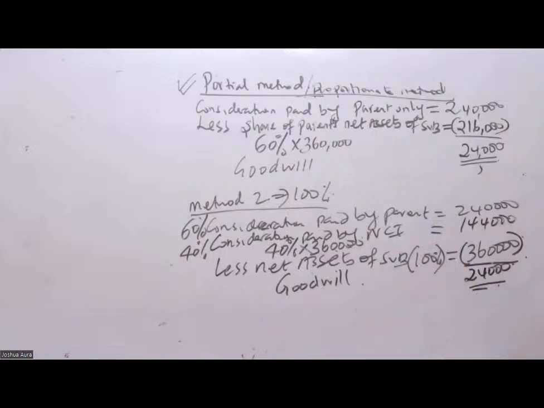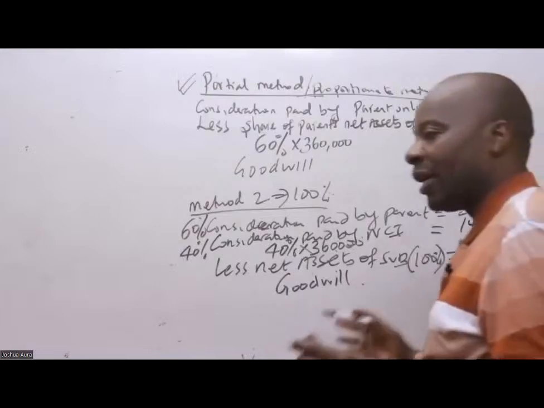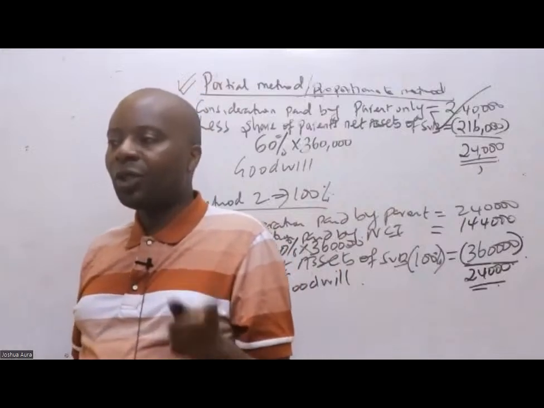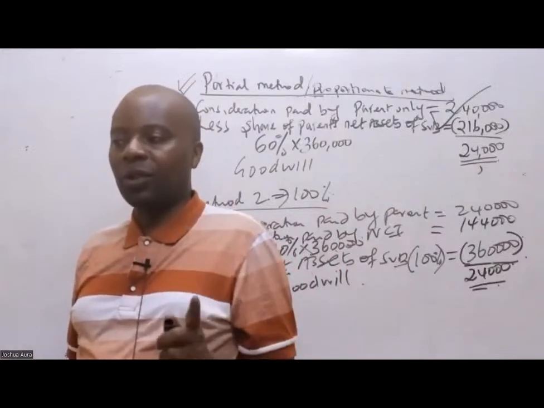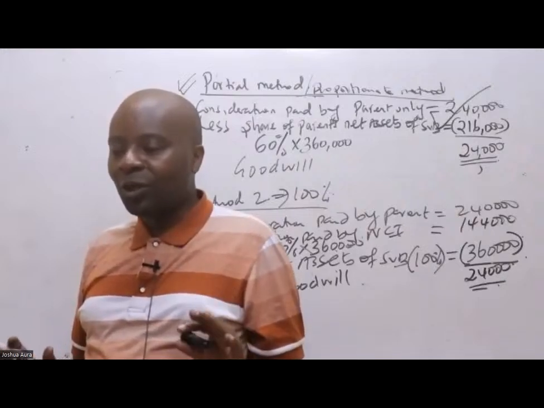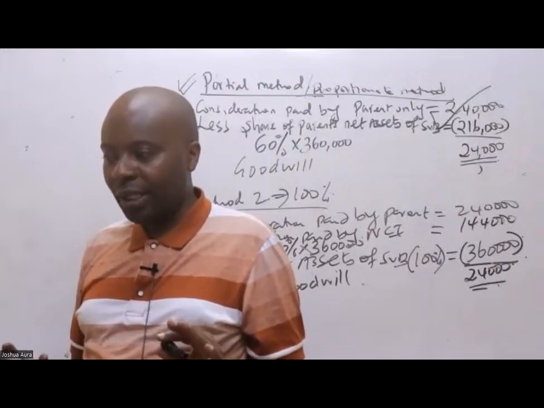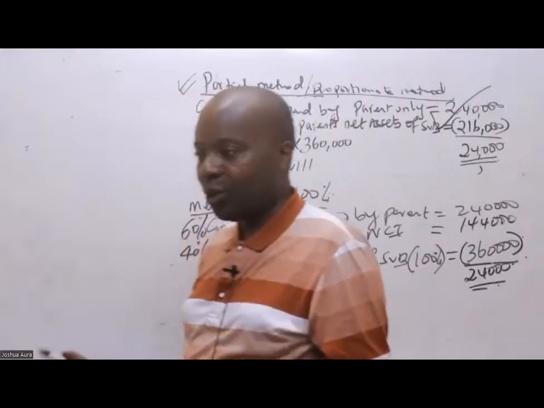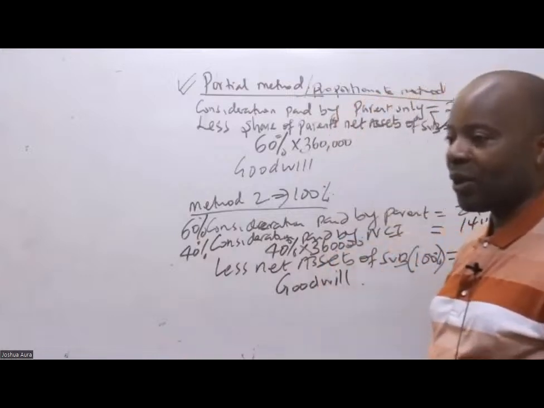But now you have to decide really. For my case, whenever I hear of partial or proportional method, approach number one is what I shall be using throughout. Whenever they talk of partial, and it's very popular in your exam, partial or proportional method, I'll always use number one. I don't know about yourselves. Which method do you think we should settle with? Should we go for number two or number one?